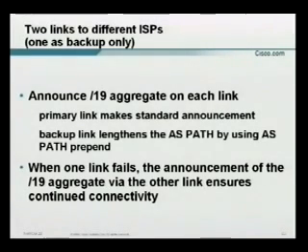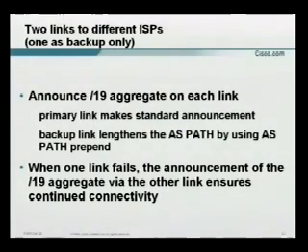Primary link makes a standard announcement, so we just send our /19 out. We do nothing with it. The backup link, here we lengthen the AS path by using the AS path prepend. We cannot use MED. MED is only useful between you and your upstream ISP. It's between the same AS. If you've got parallel paths to the same AS, MED makes sense. For different ASs, you've got to use the AS path prepend.